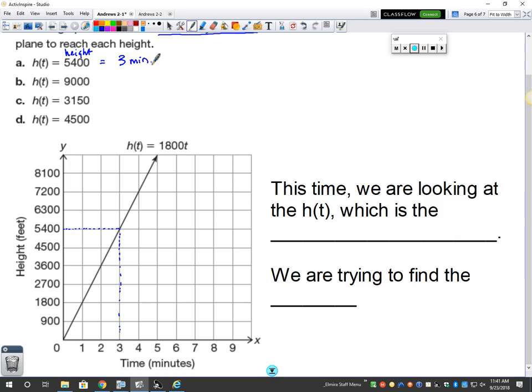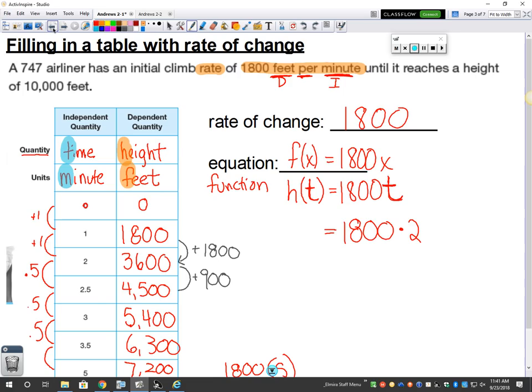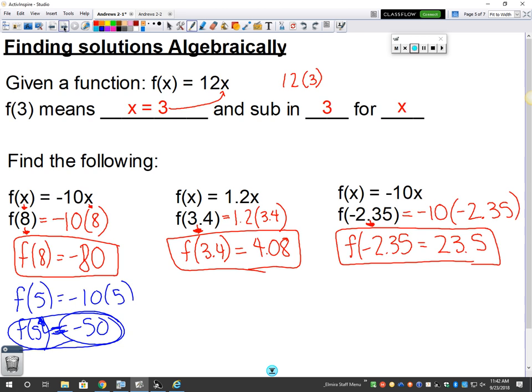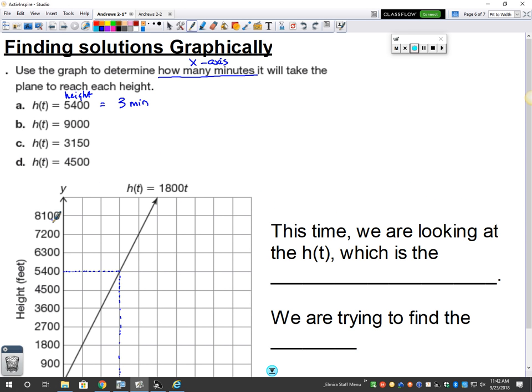What I want to caution you with is, in this particular example, this is a graph of the exact same data we used a couple screens ago about the plane. So at 5,400 feet, 3 minutes. That is an exact data point, and we can say with quite a bit of confidence that 3 is the answer that would be exact. But otherwise, we're going to be making some estimations in here.